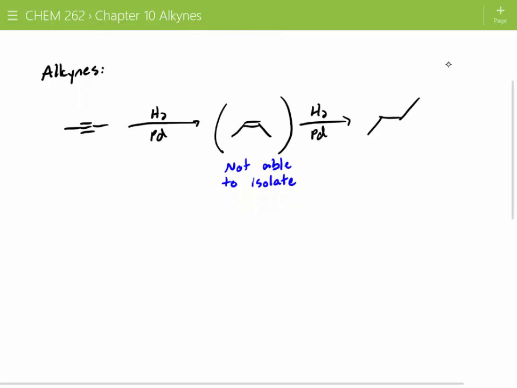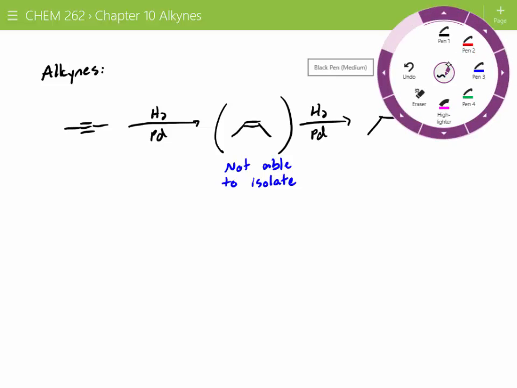When we do this reaction with alkynes, it's just like with alkenes. We go straight through all the way to the saturated alkane. So the real question is, how can we stop it at the alkene? If regular hydrogenation goes straight to the alkane, is there any way we can stop it at the alkene intermediate and isolate just the alkene? Because there are some situations where that becomes quite useful.